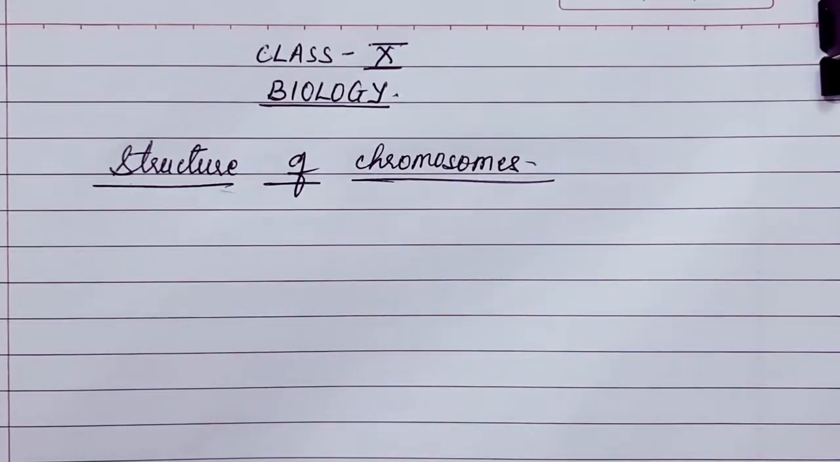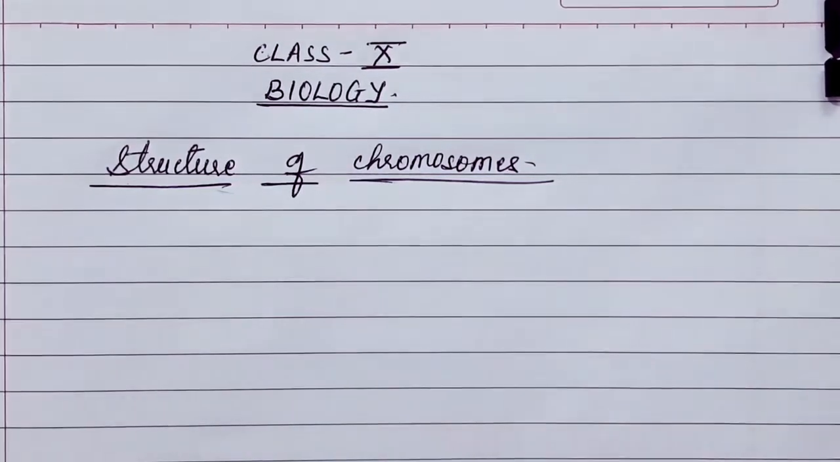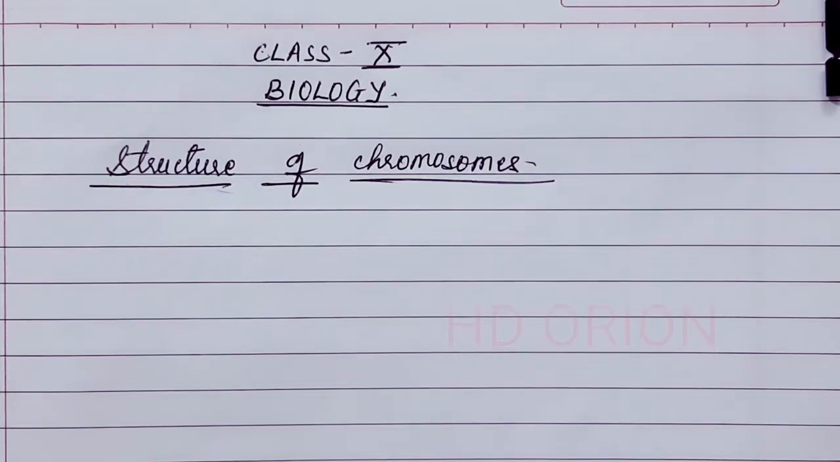Hello everyone, today we are going to study the structure of chromosomes for class 10 biology. We know that all the cells, whether plant or animal, consist of cell membrane, cytoplasm and a nucleus. The nucleus contains a network of extremely thin fibers or threads, collectively called chromatin fibers or material.